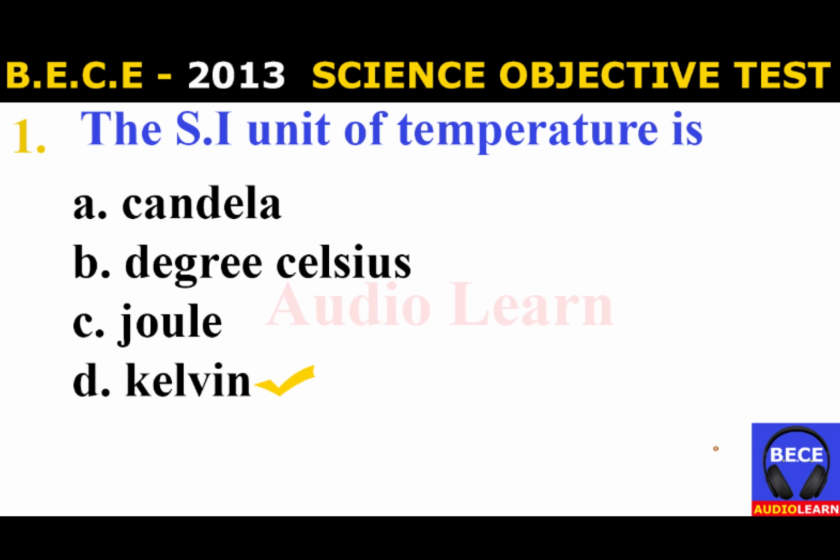Number 1. The SI unit of temperature is A. Candela. B. Degrees Celsius. C. Joule. D. Kelvin. And the answer is D. Kelvin. The SI unit of temperature is Kelvin.